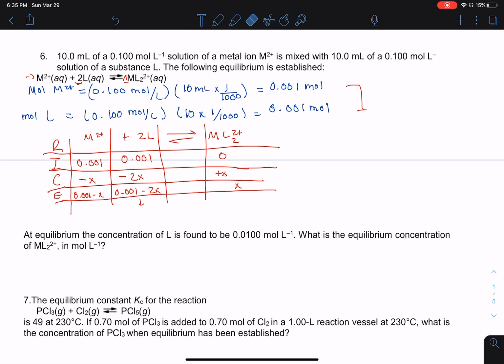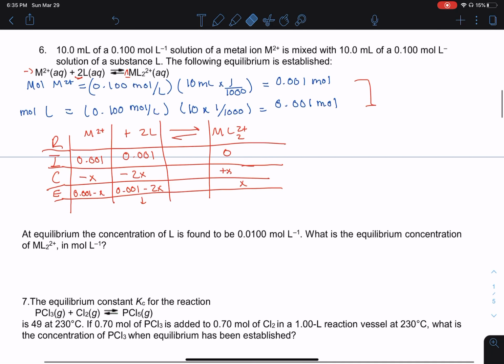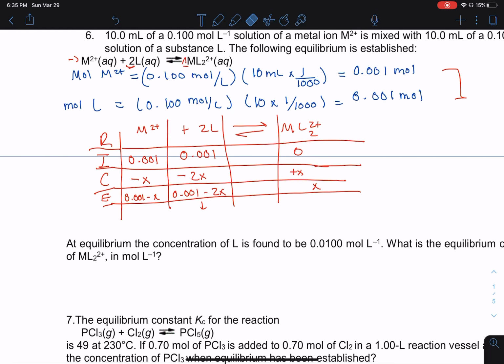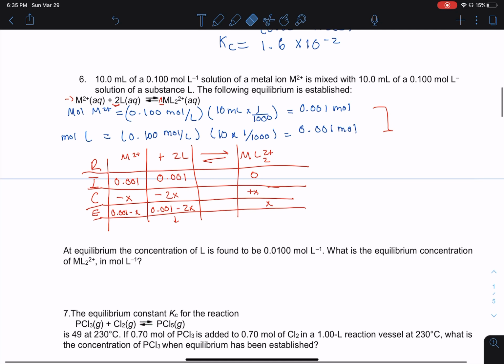But anyways, we were working at number 6 and I had just gotten to figuring out the moles of our initial reactants and we constructed the ice table. So I'll go over that again. So basically, an ice table is used to figure out the equilibrium concentrations, and that will also help us figure out the equilibrium constant as well. But in this question, it is asking for the equilibrium concentration of ML2.